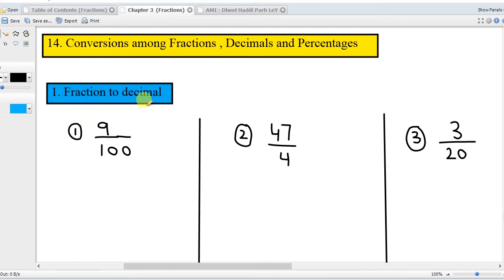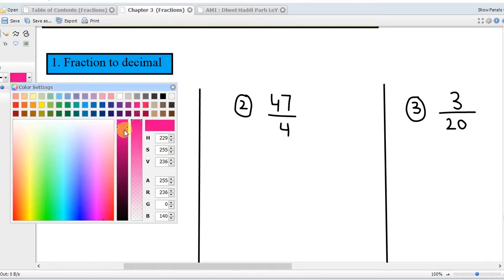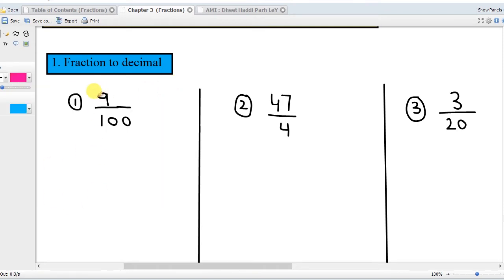So converting fractions into decimals. Here we have a fraction which is 9 over 100 and we have to convert it into a decimal. So we'll start solving it with the help of division. This fraction 9 over 100, we can also write as 9 divided by 100. Remember, there are 2 or 3 different representations of dividing numbers, the same thing.